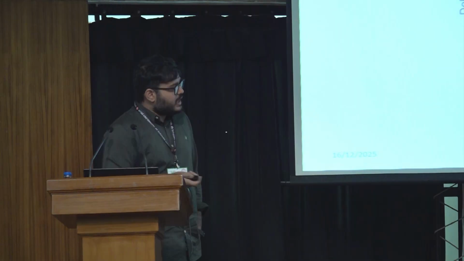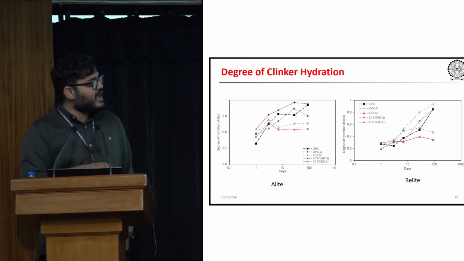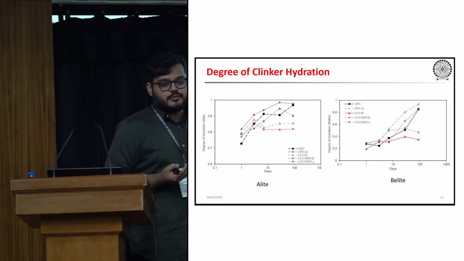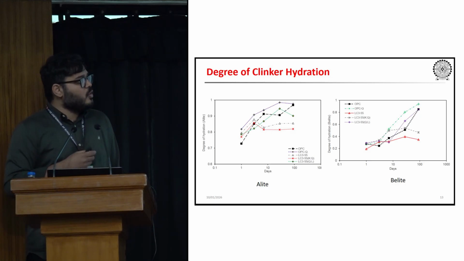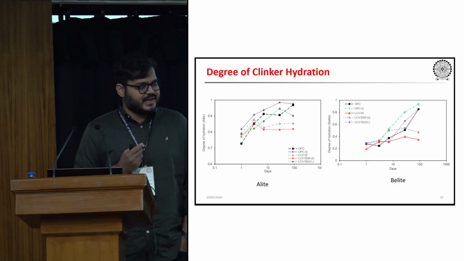If you look individually at the degree of reaction of alite and belite, what you see is that your alite is continuing to react mostly okay, even in the presence of calcined clay. But the reaction of your belite is kind of completely flatlining in the presence of your calcined clay. Right? So this is a very interesting challenge. We are still trying to figure out exactly why this is happening.